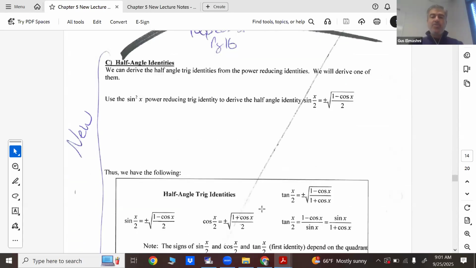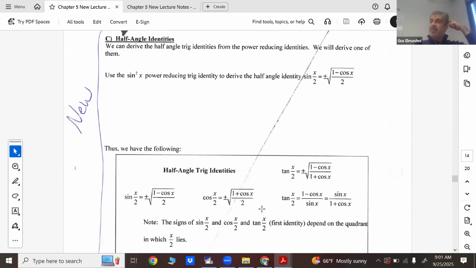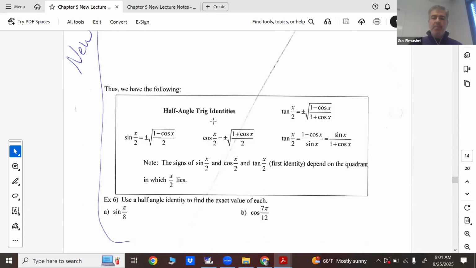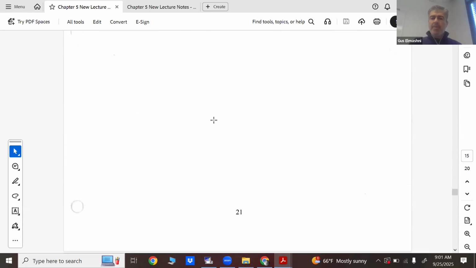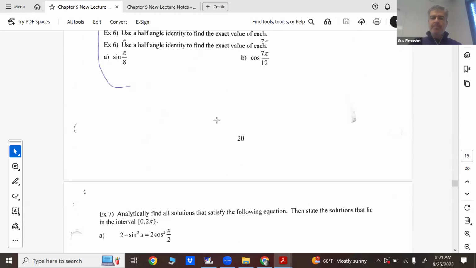Okay. So let's jump to half angle identity. Half angle is an extension of what we just did. So it's the last identity we talked about. It's on page 20. And there's a word problem we're gonna do, and then we're done. You'll see.